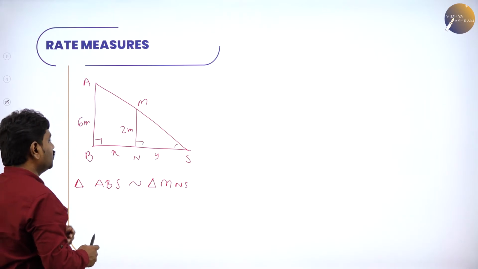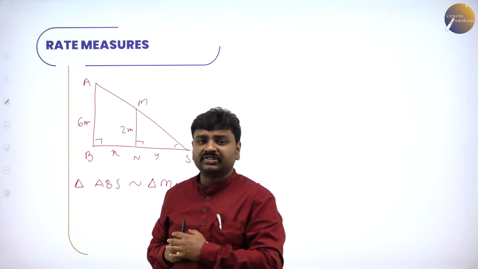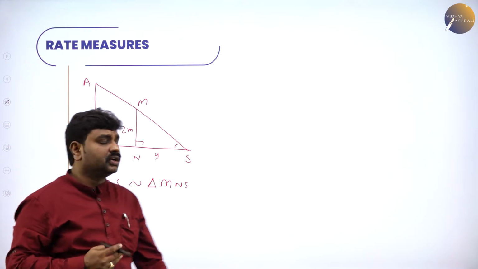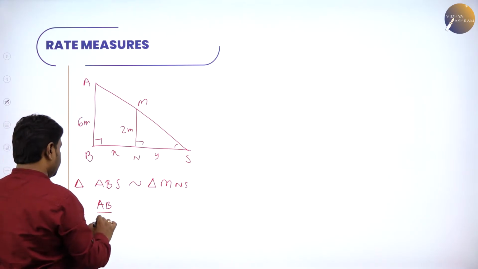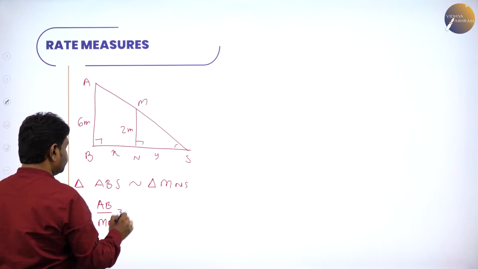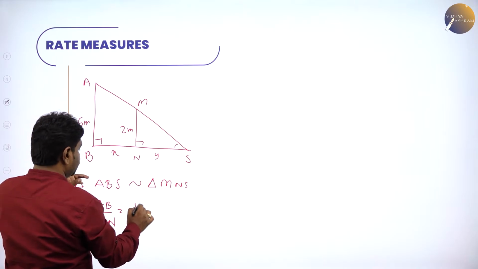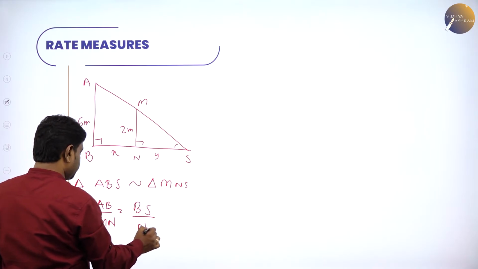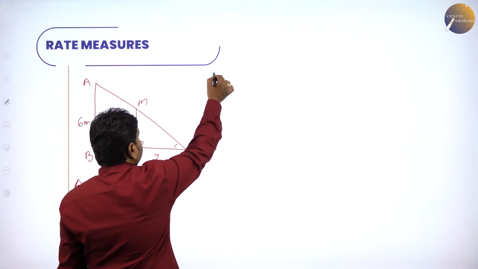ABS is similar to triangle MNS, because this is a right angle, this is a right angle, and both have the same vertical angle. So all of you know BPT, the basic proportionality theorem. If two triangles are similar, their sides are proportional. So I can take AB divided by MN is equal to the first side, that is BS divided by NS.